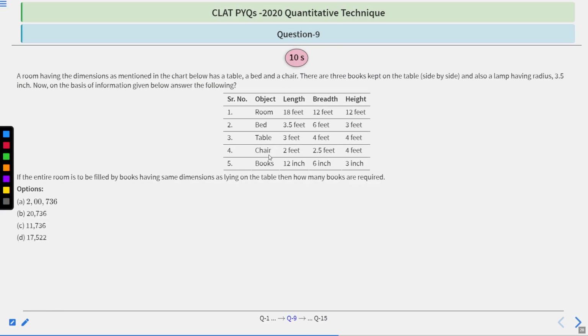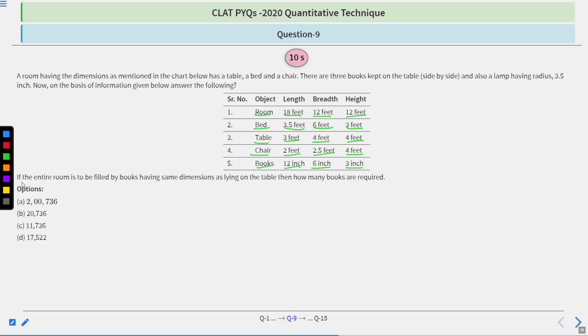The same data is given to you. Let me just quickly go through it. Room's length is 18 feet, breadth is 12 feet, height is 12 feet. Bed length is 3.5 feet, breadth is 6 feet, height is 3 feet. Table's length is 3 feet, breadth is 4 feet, height is 4 feet. Chair length is 2 feet, breadth is 2.5 feet, height is 4 feet. Book's length is 12 inches, breadth is 6 inches, height is 3 inches.